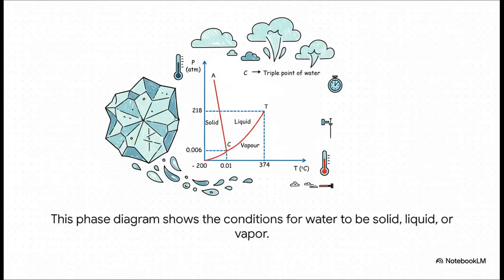So, how do scientists keep track of all this? Well, they use maps like this one. It's called a phase diagram. It looks a little complicated, but all it's really doing is showing you what state water will be in, solid, liquid, or gas, at any possible combination of temperature and pressure.